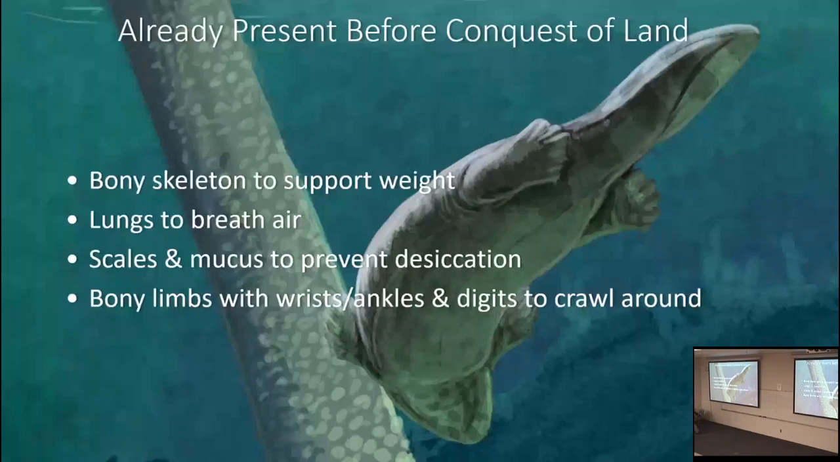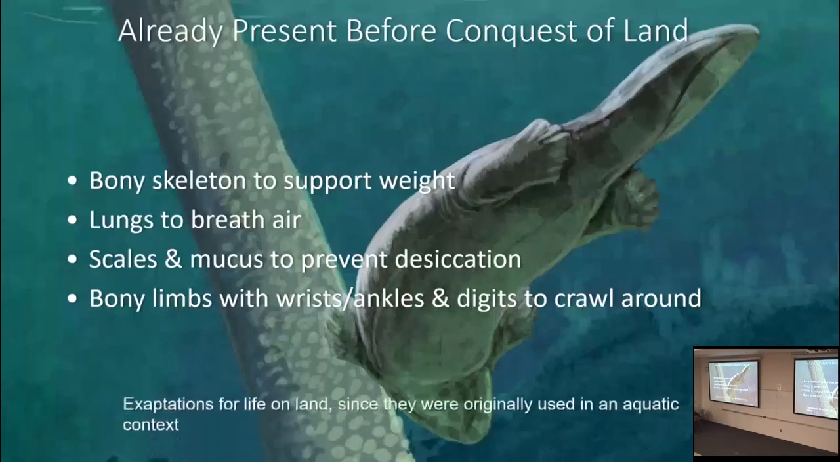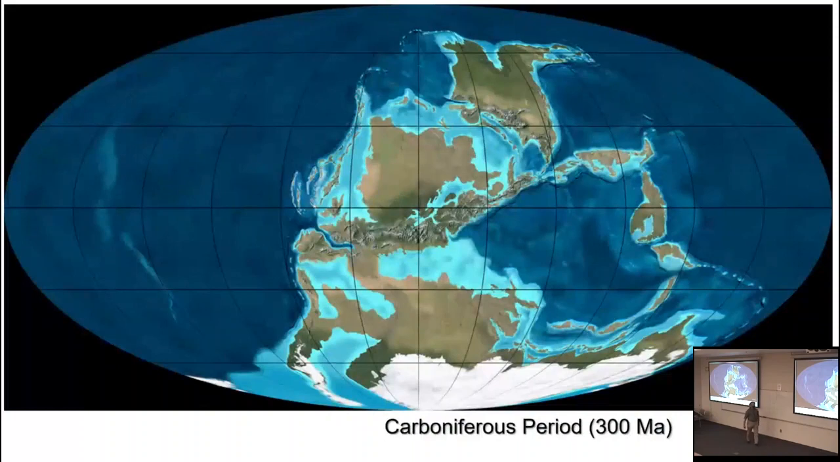Remember that evolutionary pattern of exaptation, of traits that were already present, that get co-opted, they get used in a new fashion. All of these were traits that got exapted to life on land, but were originally evolved in an aquatic context. And that's what I just said. Exaptation for life on land, because originally evolved for an aquatic context. So now we've made our way to the Carboniferous period. We have left the Devonian, made our way to the Carboniferous period.